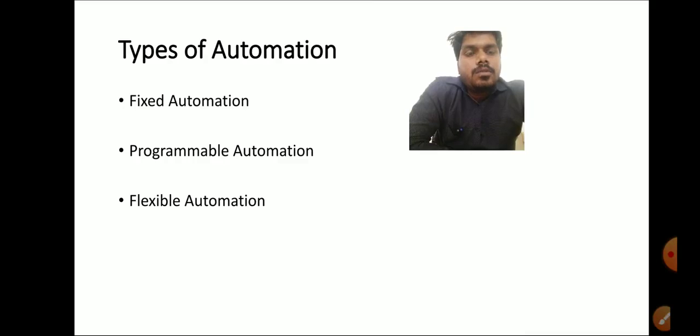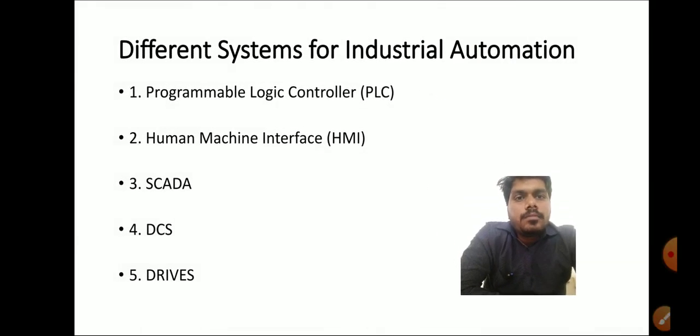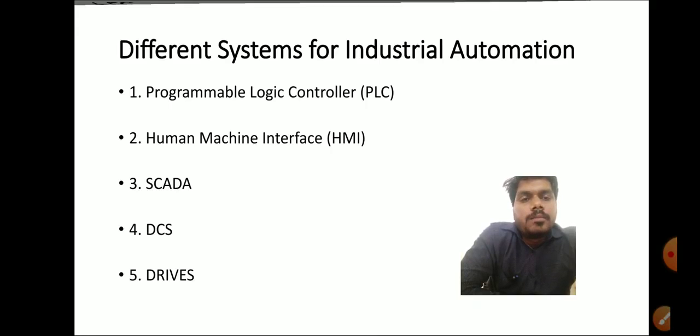Right. Now the next one is the different systems for industrial automation, meaning the systems which are used in industrial automation. The first one is the PLC, the programmable logic controller. Basically it is a controller. Next one is the human machine interface, that is HMI. Third one is SCADA. Fourth one is the DCS, that is distributed control systems. And the last one is the drive. Now we will see all these 5 points one by one in detail.